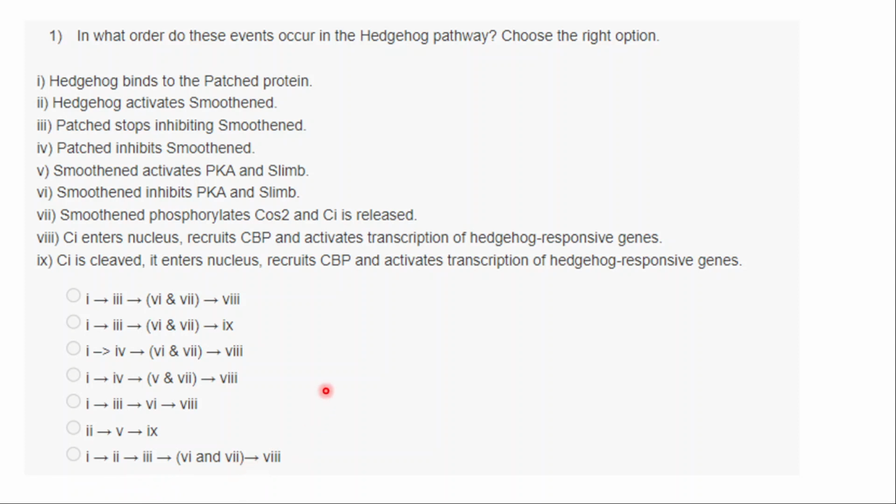Now which of these options do you think is the correct answer? Let me know in the chat box. Take a minute to read the question, go through all the statements, and whichever you think is the correct order of events happening in the hedgehog pathway will be the right answer.